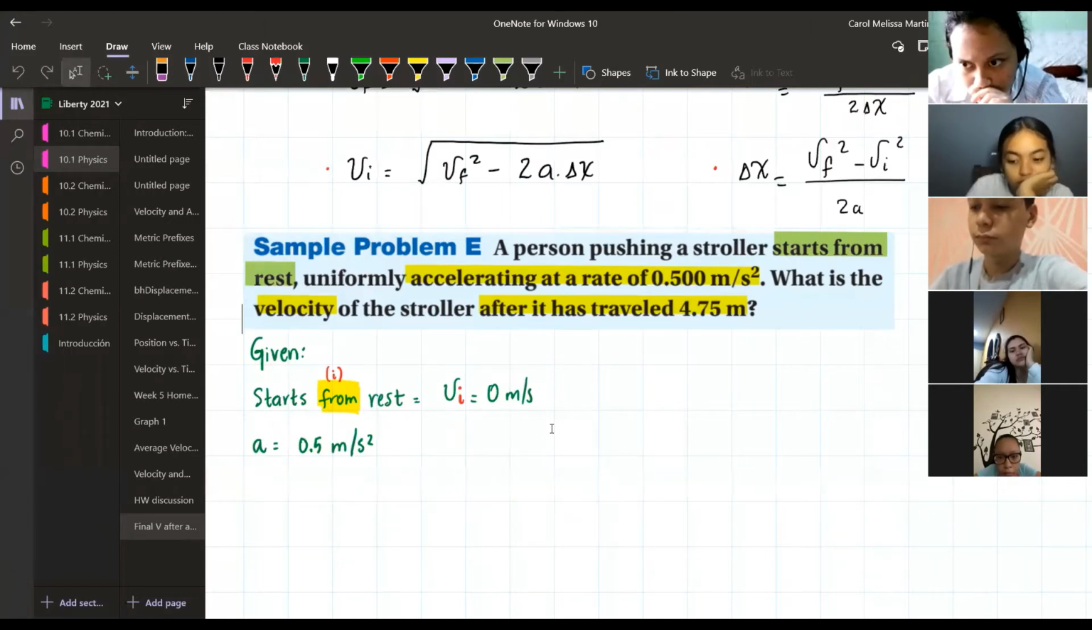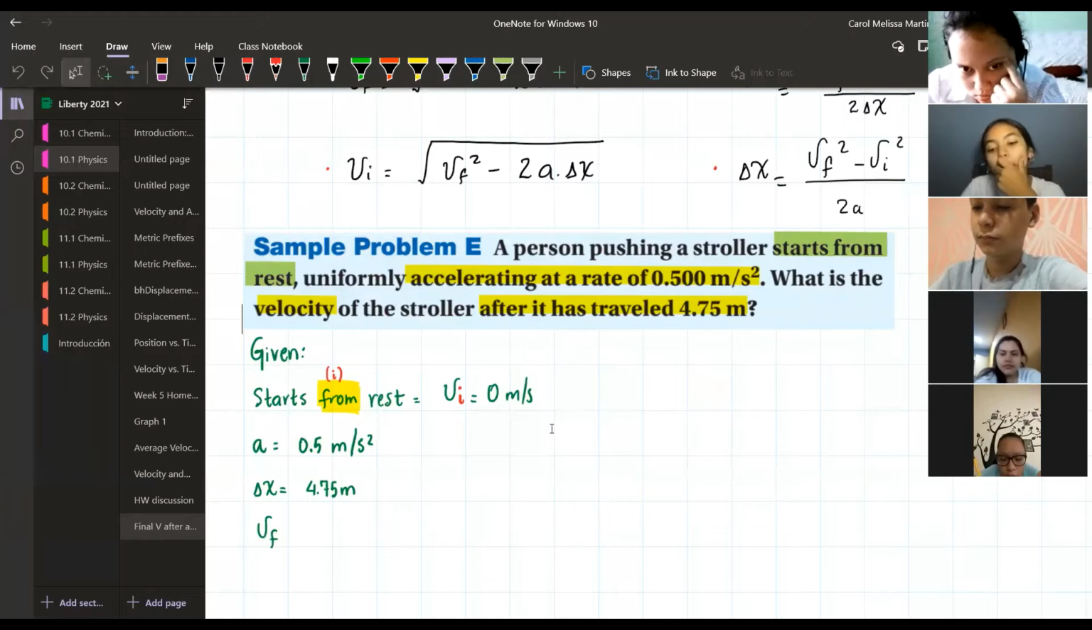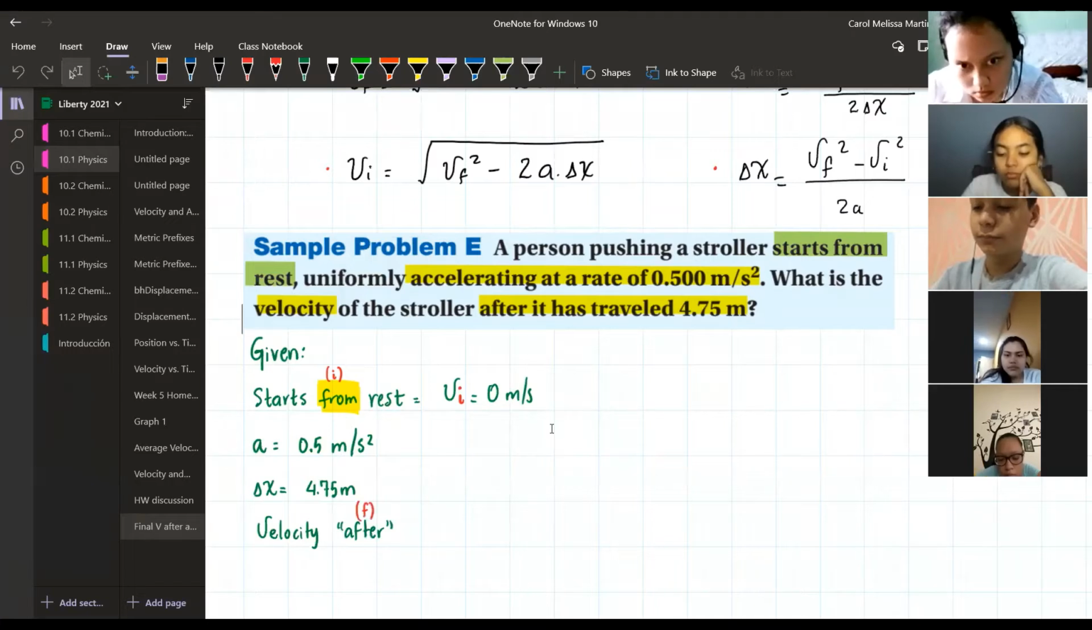Then it says what is the velocity of the stroller after it has traveled 4.75 meters. So they are giving me a distance, or in this case, displacement of 4.75 meters, and they're asking me to find the velocity. Because it says after, I know that after represents a final condition, okay? So that means that I'm going to look for the final velocity, and this is my unknown of the problem.